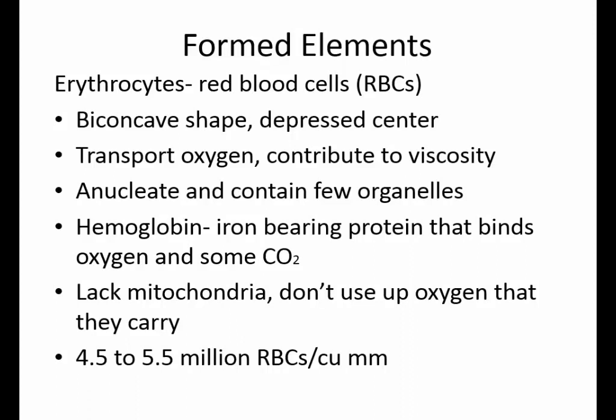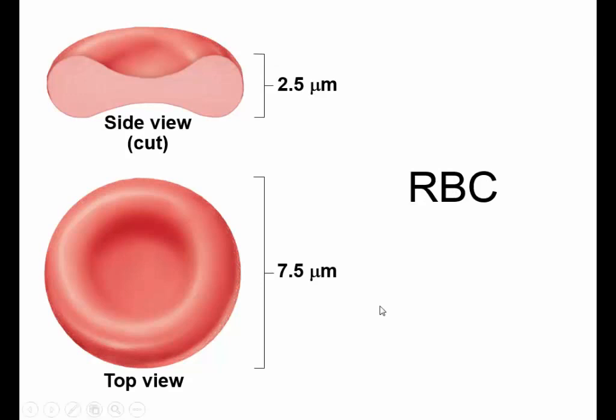4.5 to 5.5 million red blood cells are in a cubic millimeter of blood. Now, a millimeter is that smallest mark on the metric ruler. So imagine a small box that's 1 millimeter on each side. That would be a cubic millimeter. 4.5 to 5.5 million red blood cells fit in that, and there's still room for plasma, white blood cells, and platelets. Here you see a red blood cell. It is circular. Notice there's no nucleus, and it does have this dip in the center. We call it a biconcave disc.